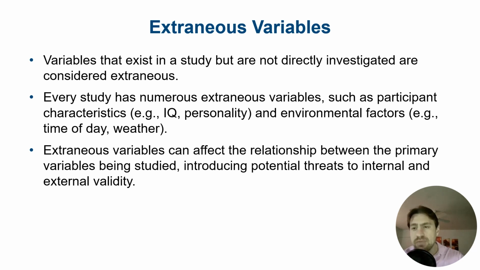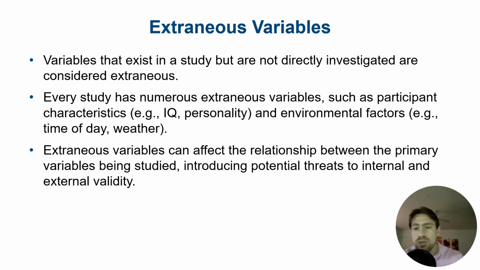Now, an extraneous variable is a variable that exists in the study, but is not officially a part of the study. It was not put there by the scientist. It is not being investigated by the scientist, and it plays no role in the research question or the hypothesis. So let's consider some examples.